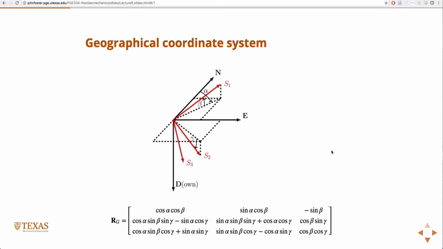Right? This concept of these angles may be the hardest part of the whole class. If you can get that, then I think the whole class is going to be easy.